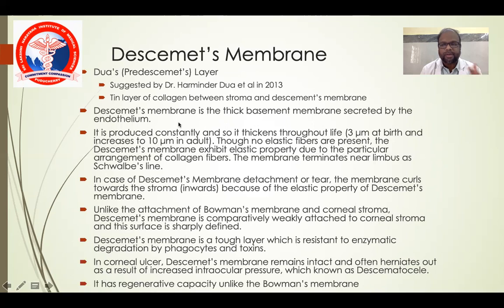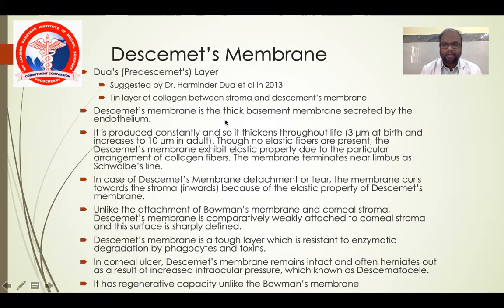Okay. Now coming to the Descemet's membrane proper. This Descemet's membrane, as I told you, unlike the Bowman's membrane, is a thick basement membrane which is secreted by the endothelium. So Descemet's membrane acts as the basement membrane of the endothelium. It is constantly produced, so from birth till adult life, it keeps thickening. At birth, the Descemet's membrane is about 3 microns, and at adult life, it becomes almost 10 microns. That is, it is constantly getting deposited layer by layer by the endothelial cells.